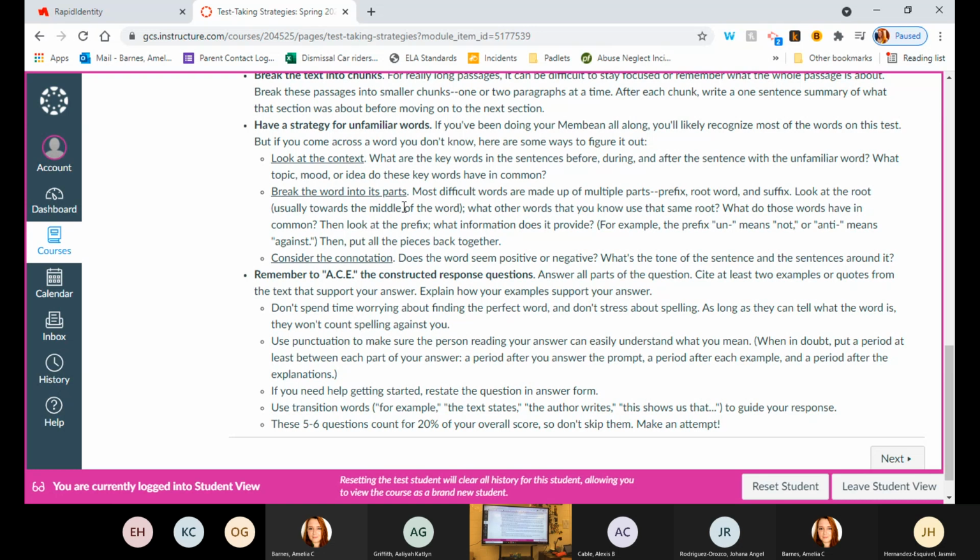Try breaking the word into parts. So what's the prefix, what's the root, and what's the suffix? When you find the root of the word, determine what other words it's similar to that you might know the meaning of. So I just forgot my example.